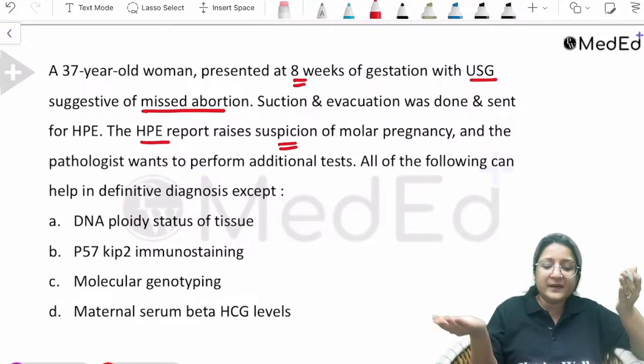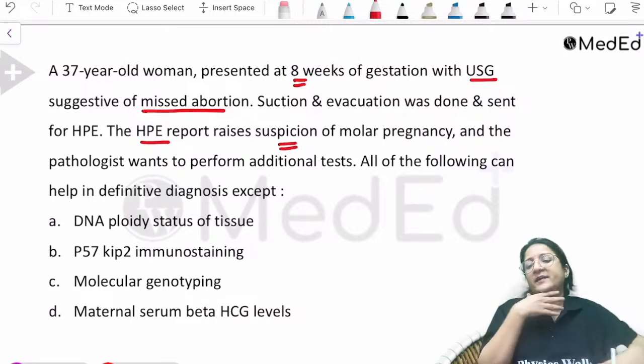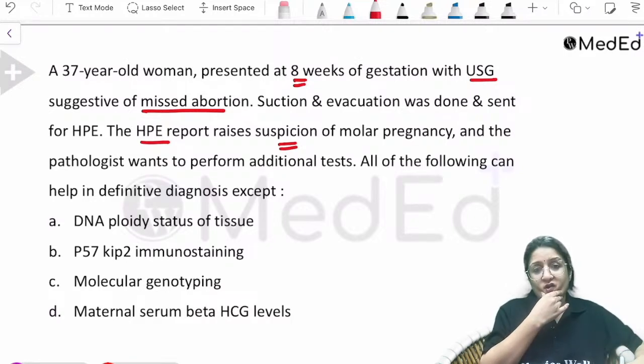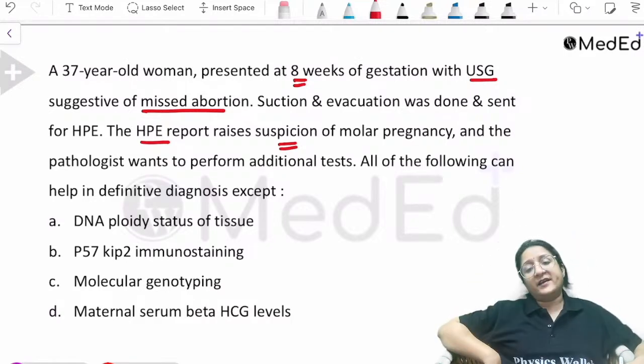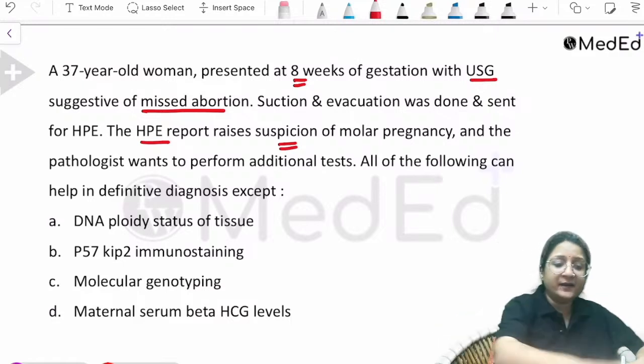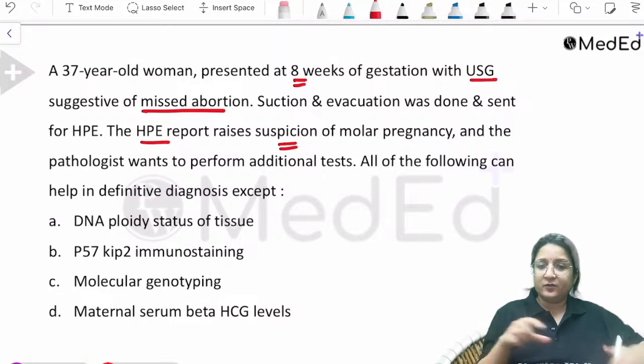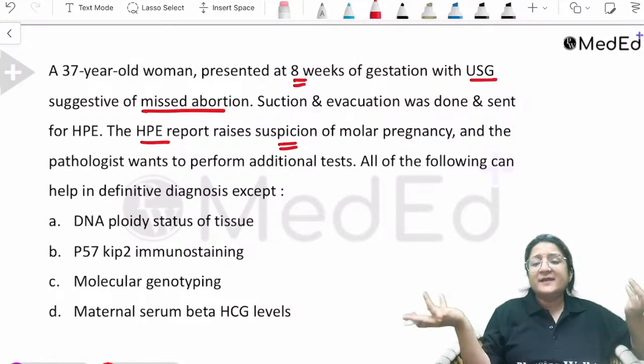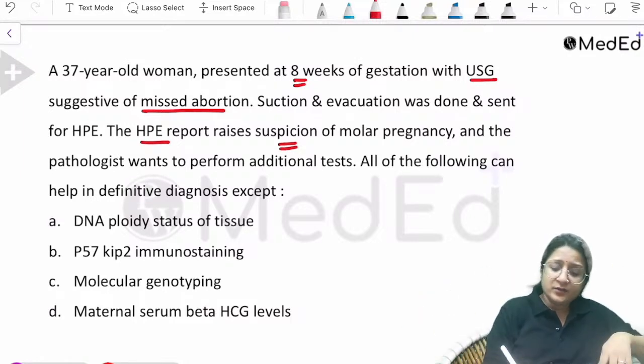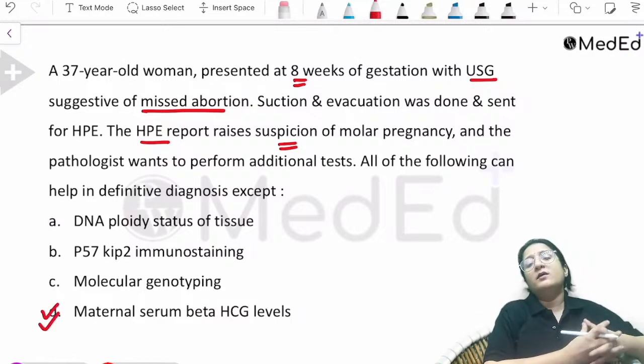So I really don't think maternal serum beta HCG levels can help in a definitive diagnosis, because I've already done a suction and evacuation. Had I done one earlier, maybe then. But I've already done a suction and evacuation, so now the beta HCG levels I'm going to get will be low only. So this is not going to help.